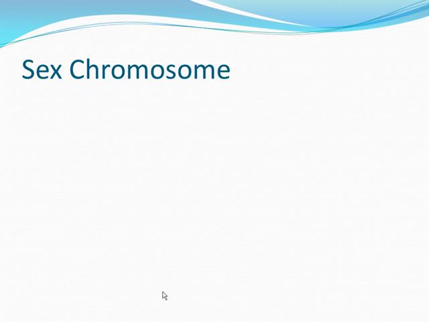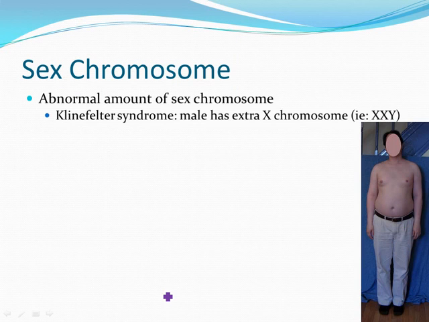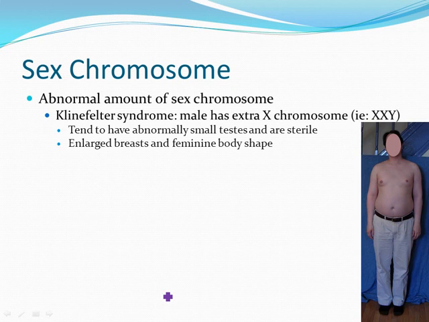However, talking about sex chromosomes, Klinefelter syndrome is when the male actually has an extra X chromosome. They're still male because they have the Y chromosome. However, yeah, they have more feminine features. So they also tend to have small testes and are sterile. They have enlarged breasts, and also tend to have a feminine type of body shape.